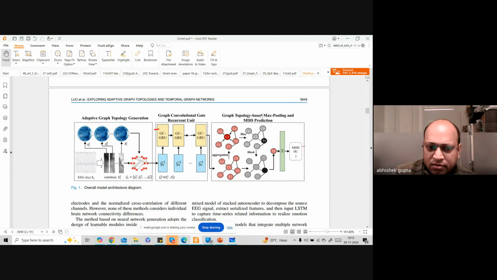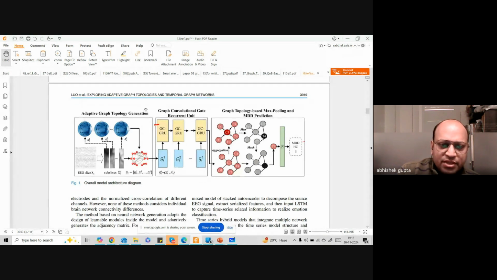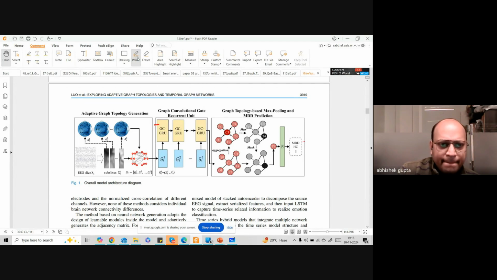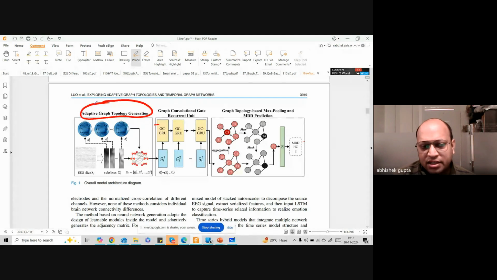after this improvement of the GNN, they are calling this adaptive graph topology generation. This is a module where they are improving the drawback of GNN. And then, after doing some pre-processing onto the EEG signal, they are coming into the model of graphical convolutional gated recurrent unit.